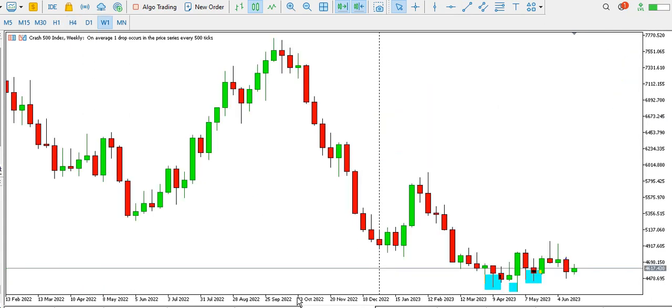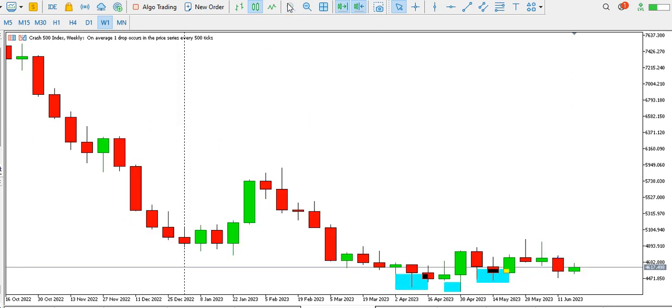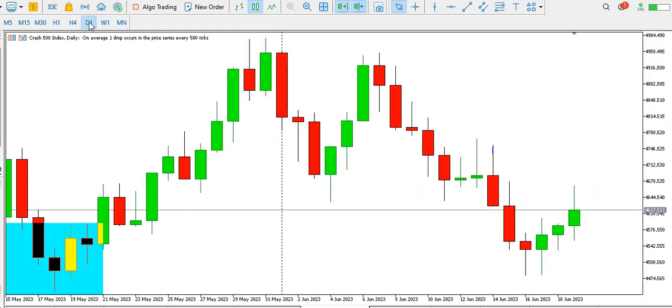Looking at Crash 500 index on the weekly time frame, price is ranging. On the daily time frame, you can see price forming a swing low for Crash 500 index on the daily time frame.